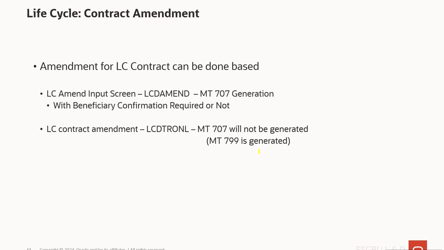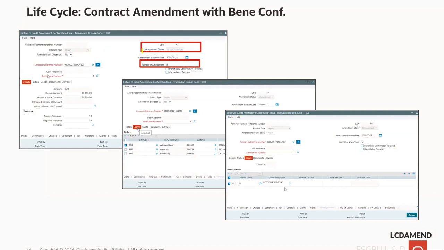Second, in the amendment input screen, we have two options: whether we need a beneficiary confirmation or whether we don't need a beneficiary confirmation. That is the flag available at the amendment input screen itself. Based on that flag, accordingly the events get triggered. Let me give the example. If beneficiary confirmation required is unchecked, then only one event, that is AMND, will be triggered. Is this clear?